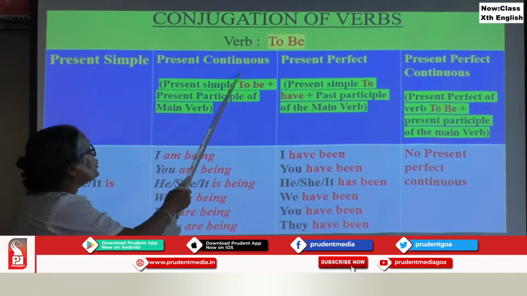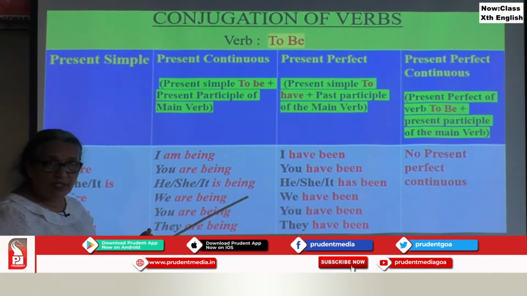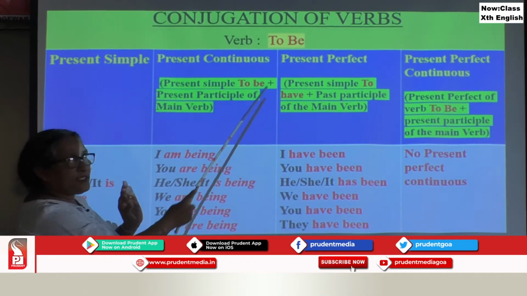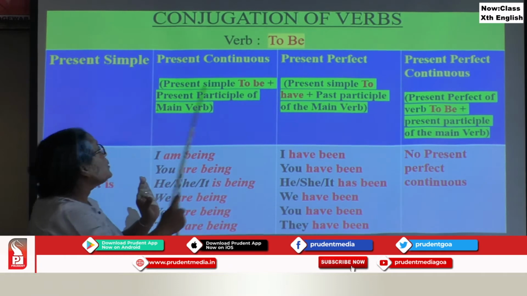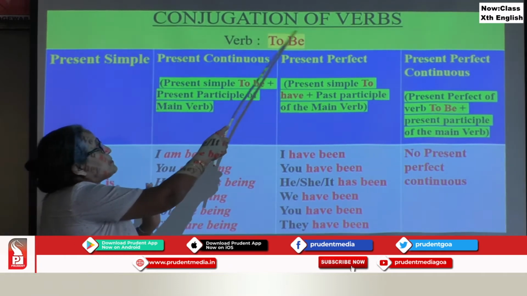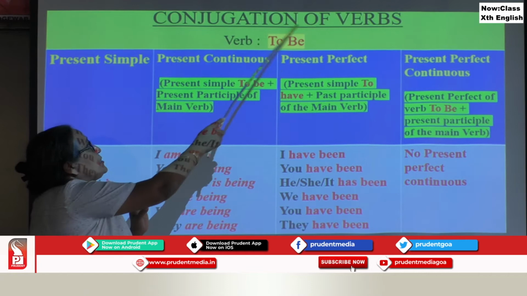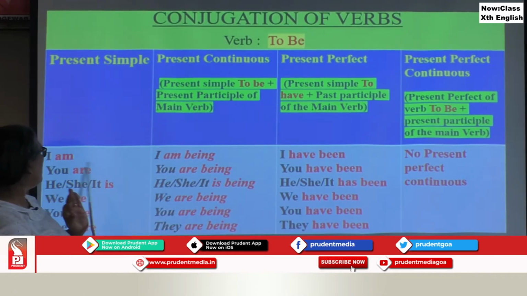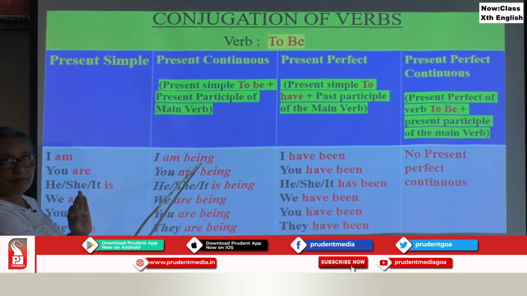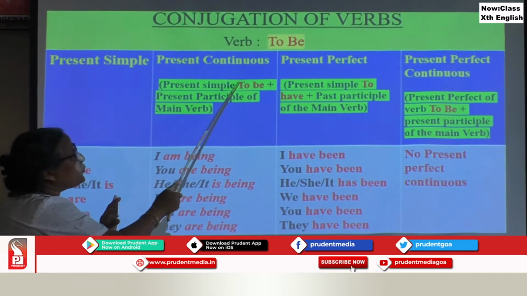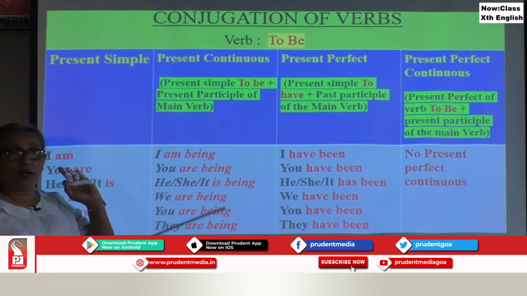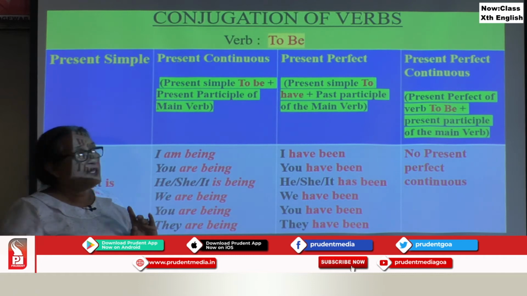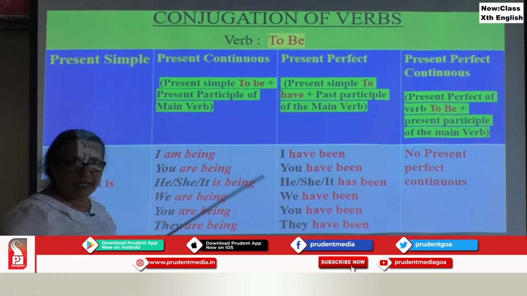Second, present continuous has a formula. The formula says you've got to take the simple present of verb to be plus you've got to take the present participle of the main verb. So present participle of verb to be is being, and what is present simple of verb to be? I am being. Now this to be will continue for all the verbs. Only the present participle of the main verb will change, depending on which main verb we are conjugating.